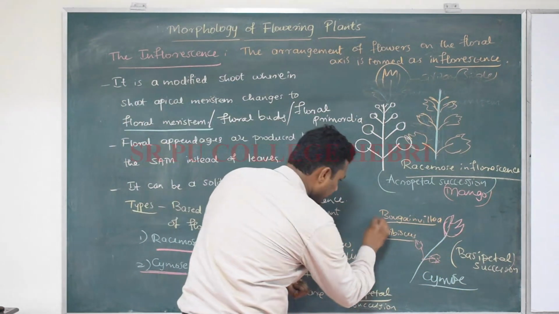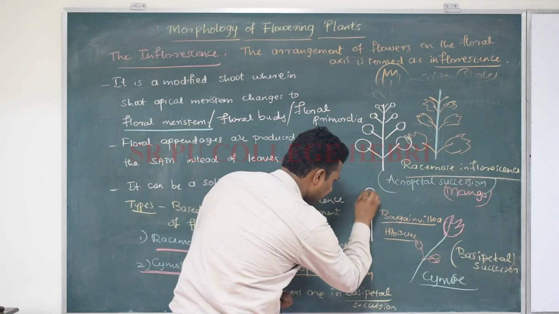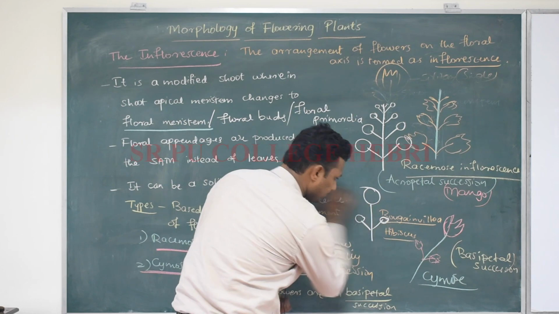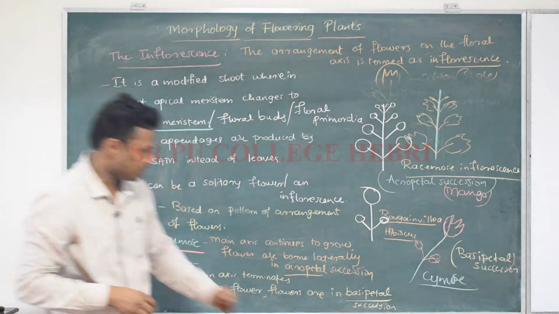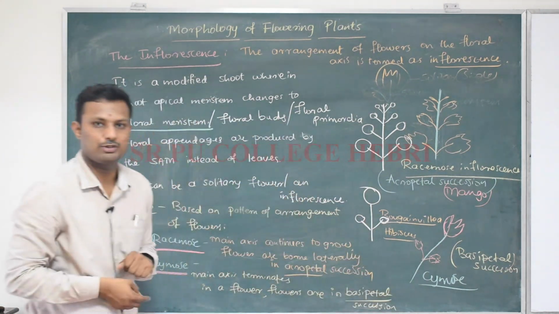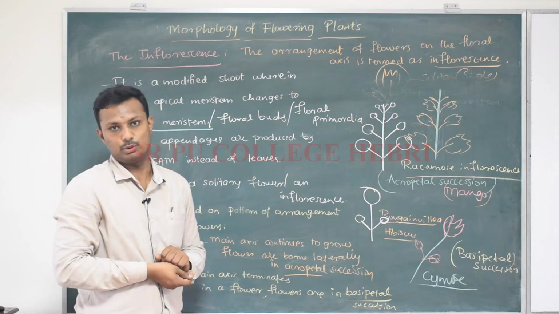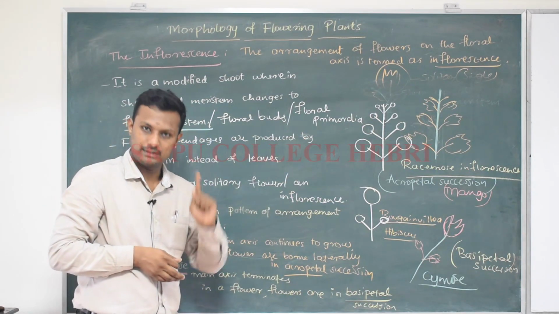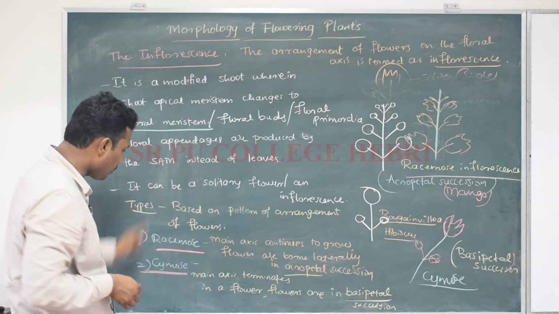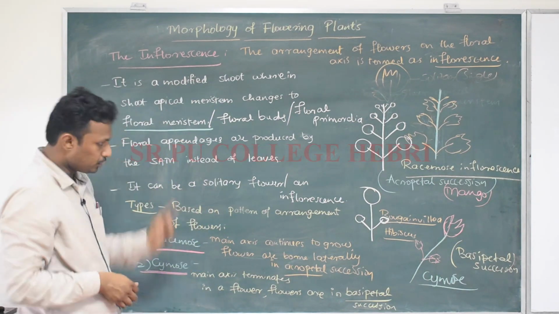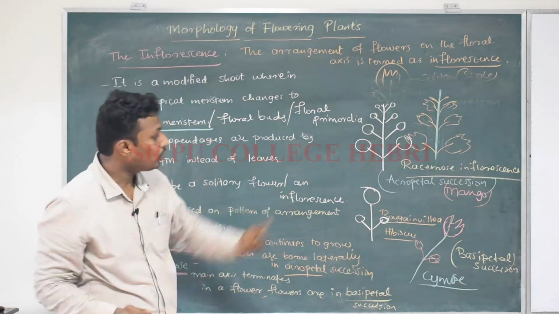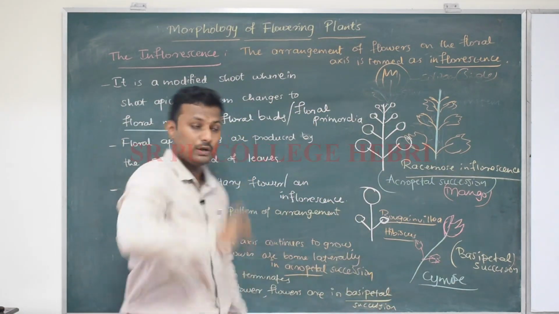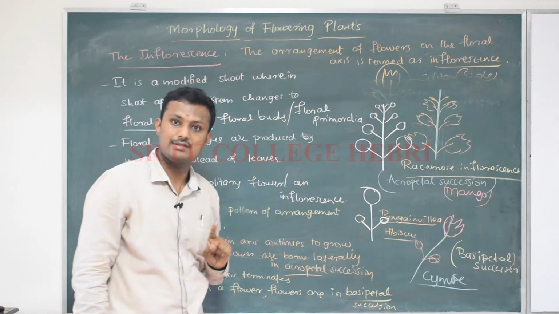So how can we represent this? Like this: this is the oldest flower, these are the youngest flowers. This is basipetal succession, and the type of inflorescence is what is called cymose inflorescence. Remember, these two are very important types of inflorescence. You should know what is racemose, what is cymose. You should know the examples. You should know what is acropetal succession, what is basipetal succession, and also the definition of inflorescence is very important.